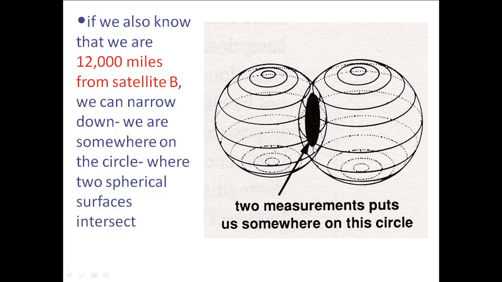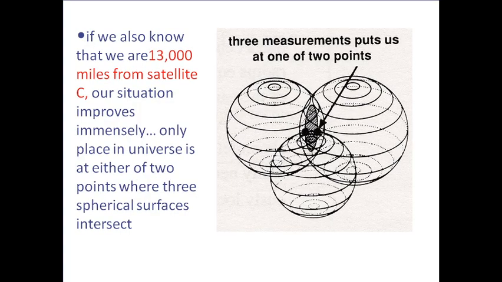So my position is now narrowed down. To satisfy 11,000 miles from satellite A and 12,000 miles from satellite B, my position is now narrowed down to the circumference of that intersecting circle. I can be anywhere on the circumference of that intersecting circle. Again, my position is not fixed because it can be anywhere on that circle. So I just see another satellite, satellite C, which is at a distance of 30,000 miles from me, say.